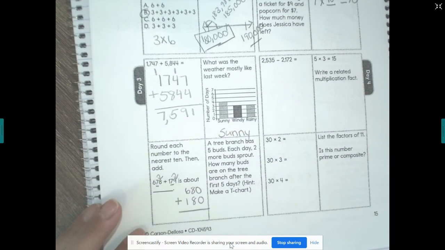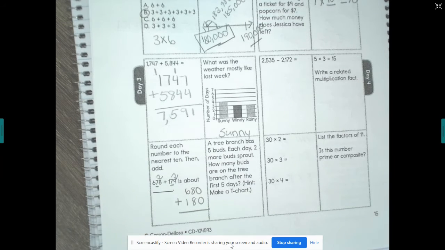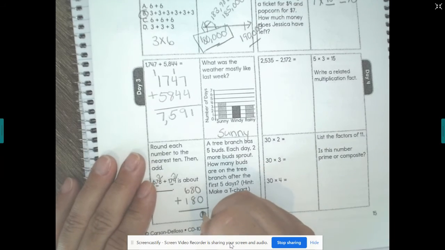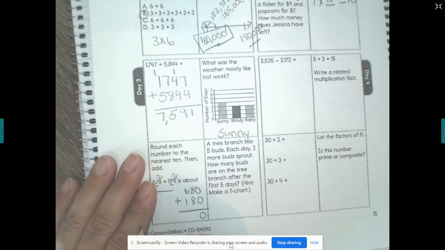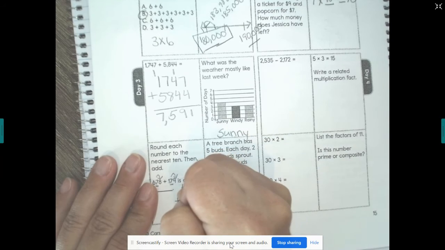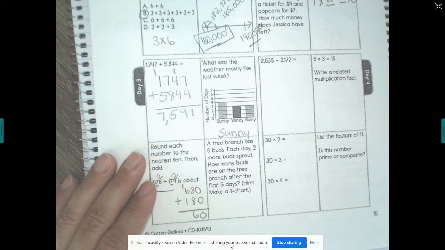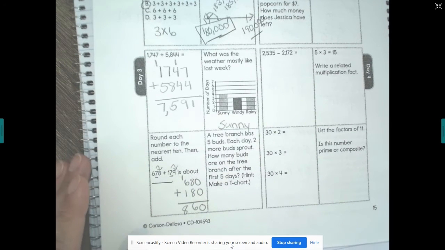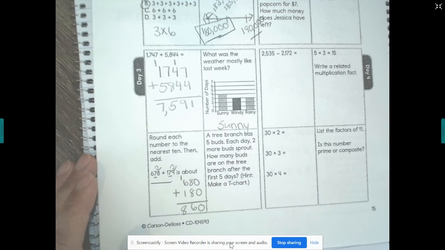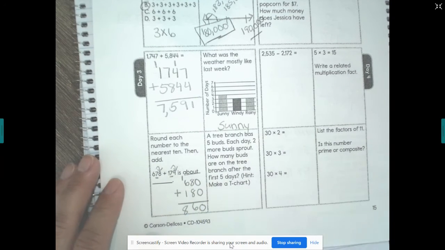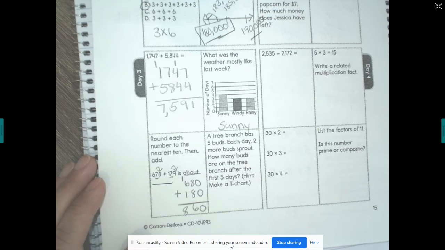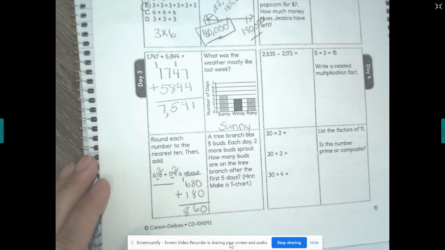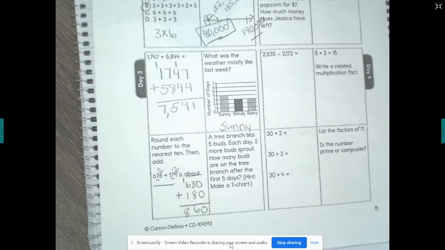Notice how I rewrote the problem with the numbers stacked on top of each other. Now I'm ready to add. 8 plus 8. 1 plus 6 is 7, plus 1 is 8. So our answer is 860. That's not the exact answer. That is an estimate. See the word about? So 678 plus 179 is about 860.